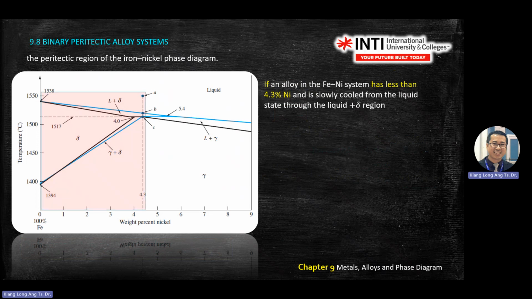So again, on the left is called hyper. On the right is hypo. Okay. No, on the left is hypo, on the right is hyper. So if an alloy in the ferrum nickel system is less than 4.3% and is slowly cooled from liquid state through the liquid plus gamma region, there will be excess of gamma phase after the peritectic reaction is completed.